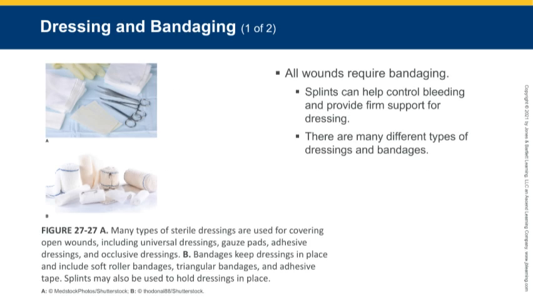All open wounds require dressing and bandaging to control bleeding and prevent infection. Splints can also provide firm support for dressings and help stabilize injuries. There are different types of dressings used for wound care, including universal dressings, gauze pads, adhesive dressings, and occlusive dressings. Selecting the appropriate dressing depends on the wound size, depth, and severity.